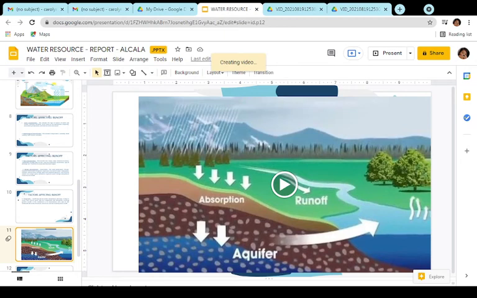Water is one of our most essential resources. But many people don't know where it comes from. The water cycle is the continuous movement of water on, above, and below the surface of the earth.